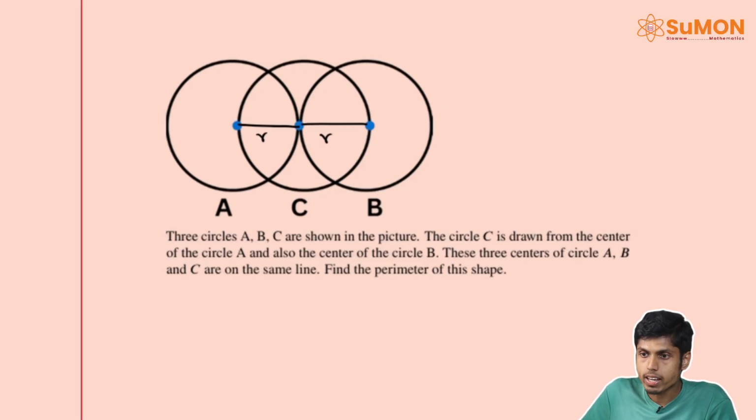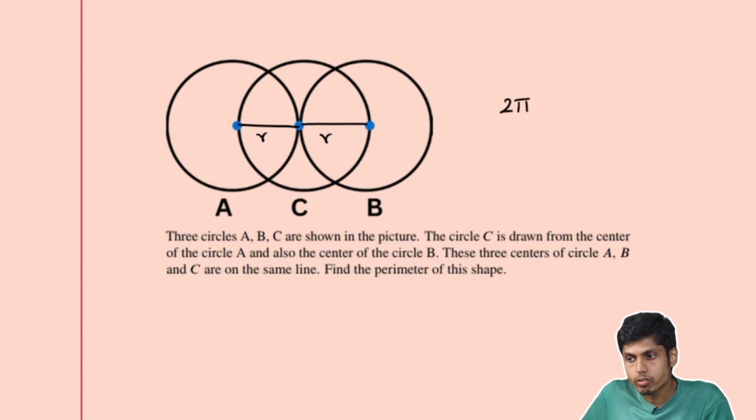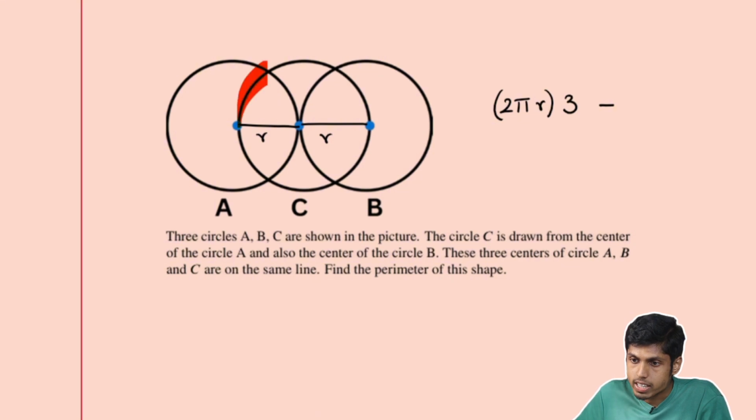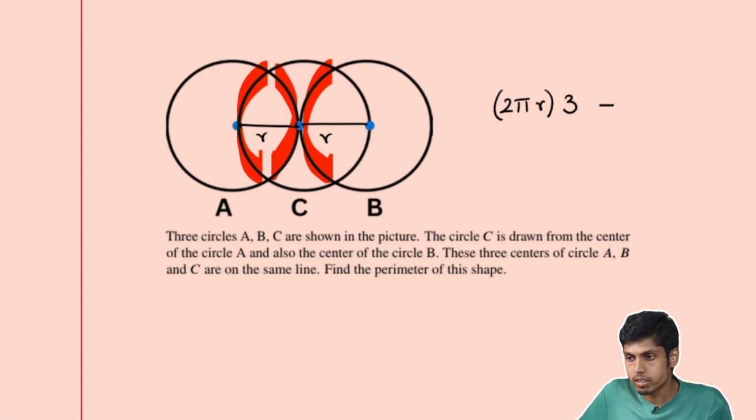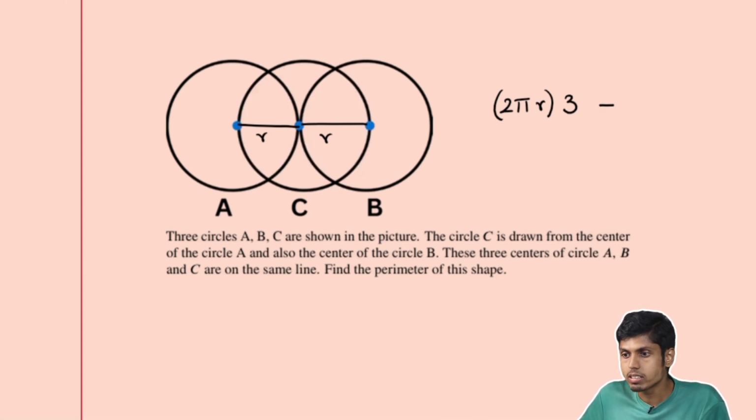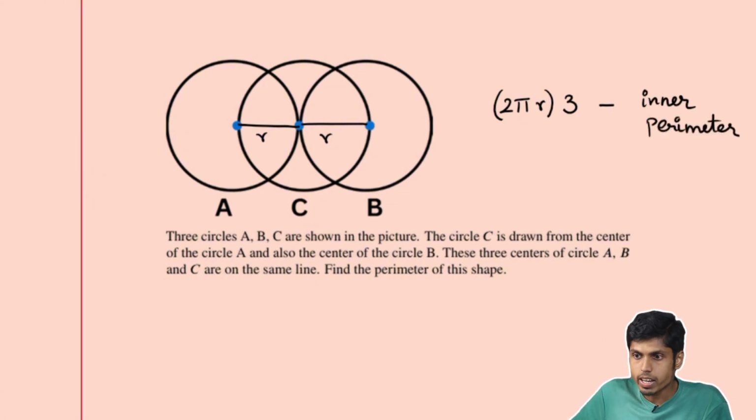In order to find that, I can simply add the entire circumference of the 3 circles to get 2 pi r times 3, and subtract the perimeter of the circle parts which are inside one another. I'll just remove these parts so that I get the required perimeter. So this is 2 pi r times 3 minus the inner perimeter.